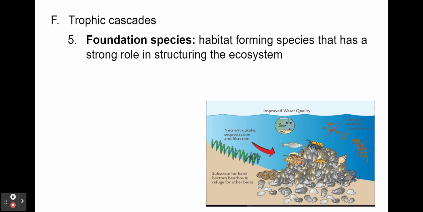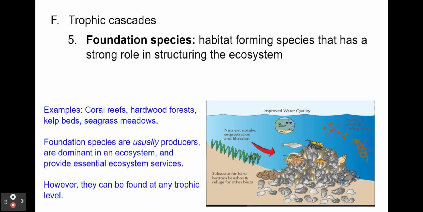Detail 5 is another important species, a foundation species. This is a habitat-forming species that has a strong role in structuring the ecosystem. And I mean literally providing a physical habitat for other organisms to live and survive. Some examples are coral. The coral is an animal that forms coral reefs, which provides a home to countless species. The trees in forests, the kelp that form kelp beds, the seagrass meadows.